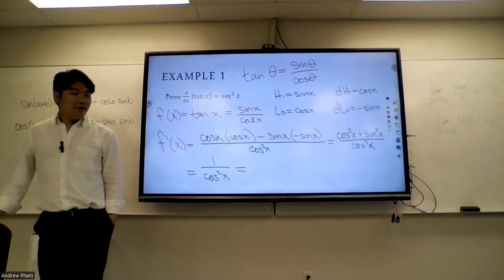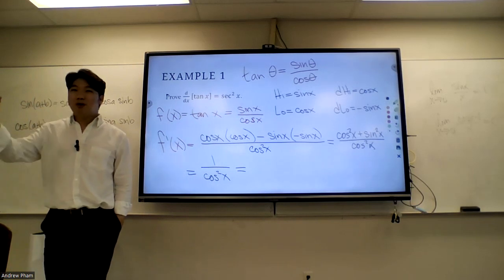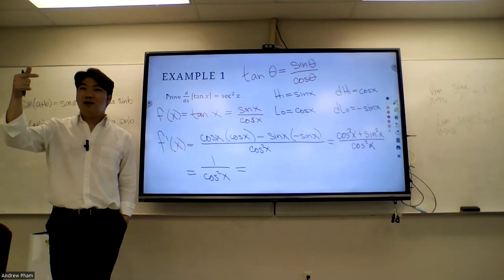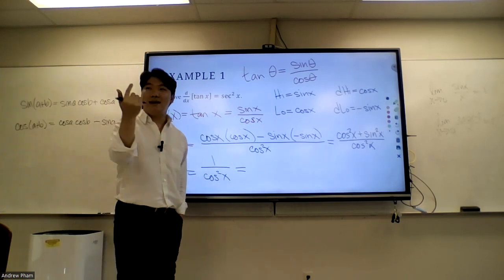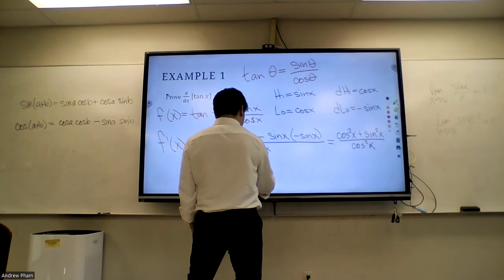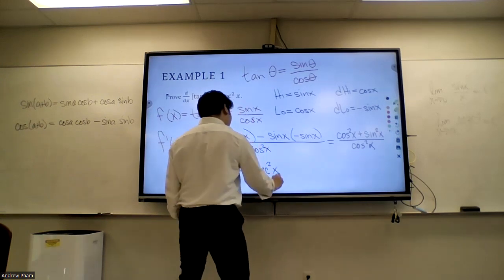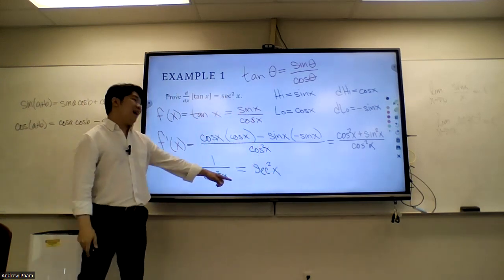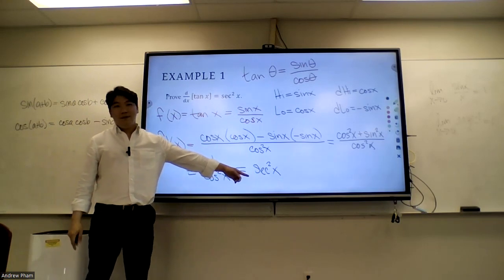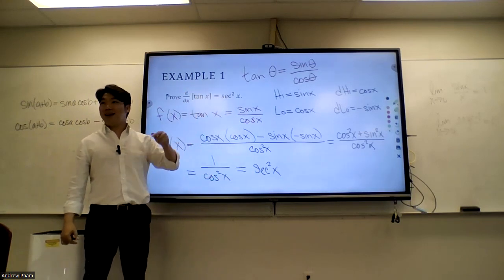Yeah, so from trigonometry, we had these reciprocal identities. 1 over cosine was the same thing as secant. Or in this case, we get secant squared of x. And that was exactly the derivative that I showed on the previous slide.